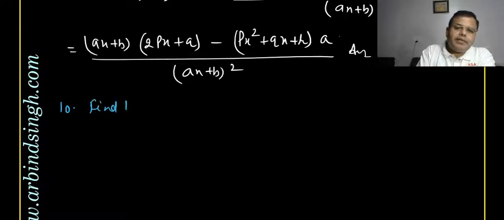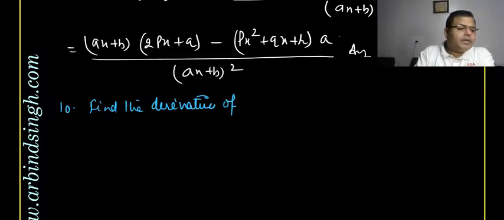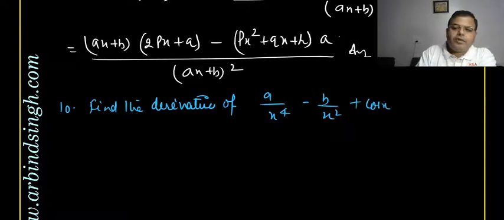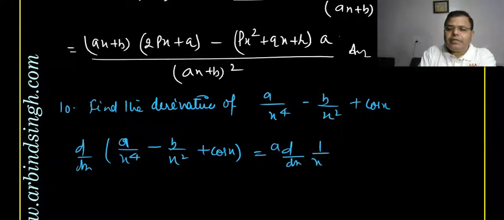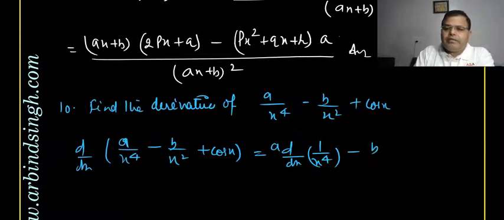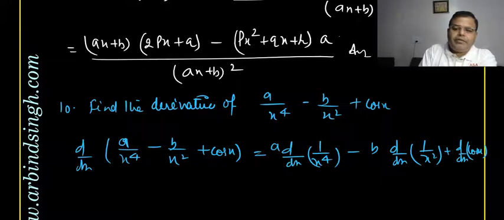Find the derivative of a by x to the power 4 minus b by x square plus cos x. So to solve this, we can use d by dx of a by x to the power 4 minus b by x square plus cos x. That can be written as a times d by dx of 1 by x to the power 4, minus b times d by dx of 1 by x square, plus d by dx of cos x. Isn't it? So we can go ahead with this.